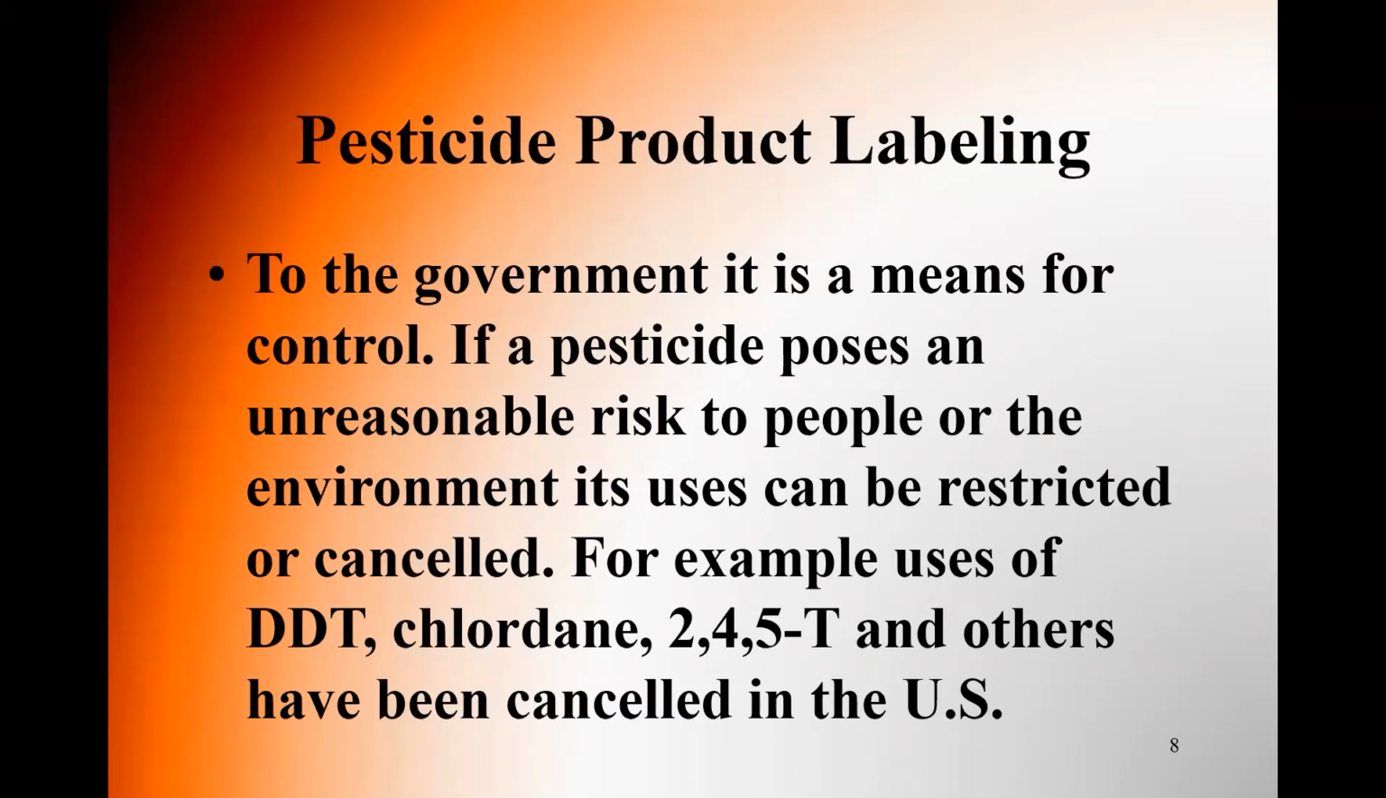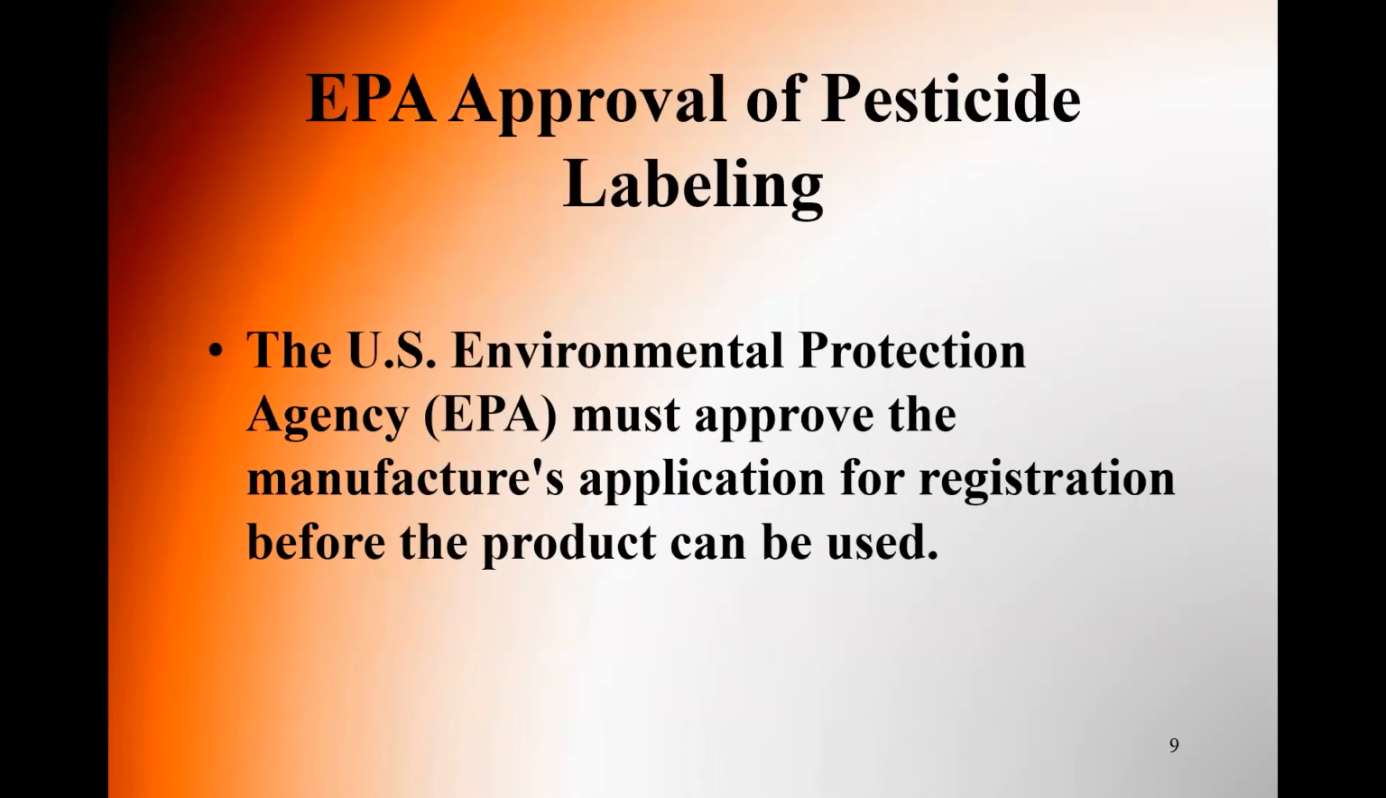Examples are DDT, chlordane, 2,4,5-T, all of those things have been canceled in the United States for many years. Even so late now as MSMA for a lot of applications for home lawns, things like that. Dursban, chemicals like that now are being taken off the market because of lack of ability to control them and their application. So the easiest way to control it is just take them off the market. So for the government, that's how they use that label.